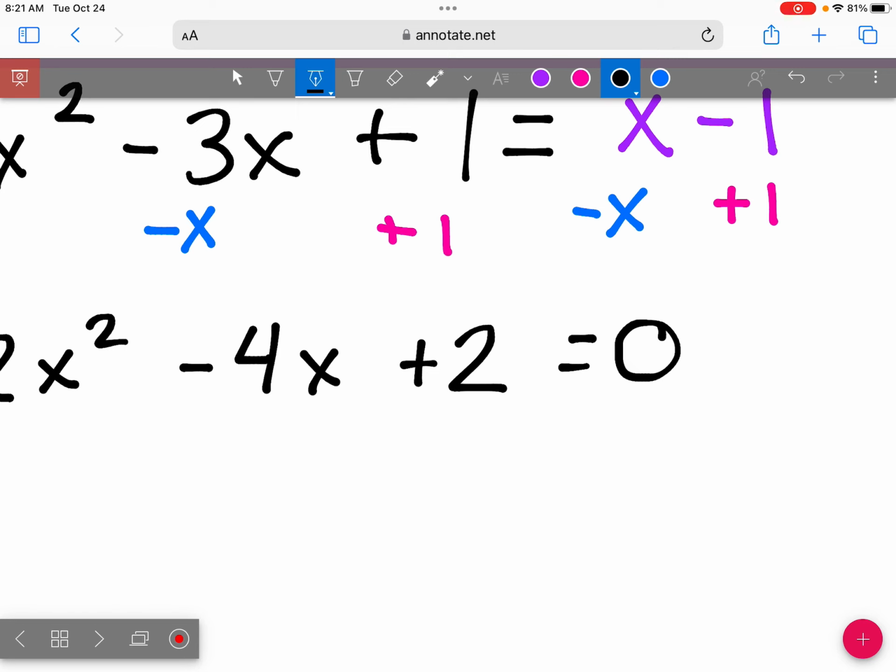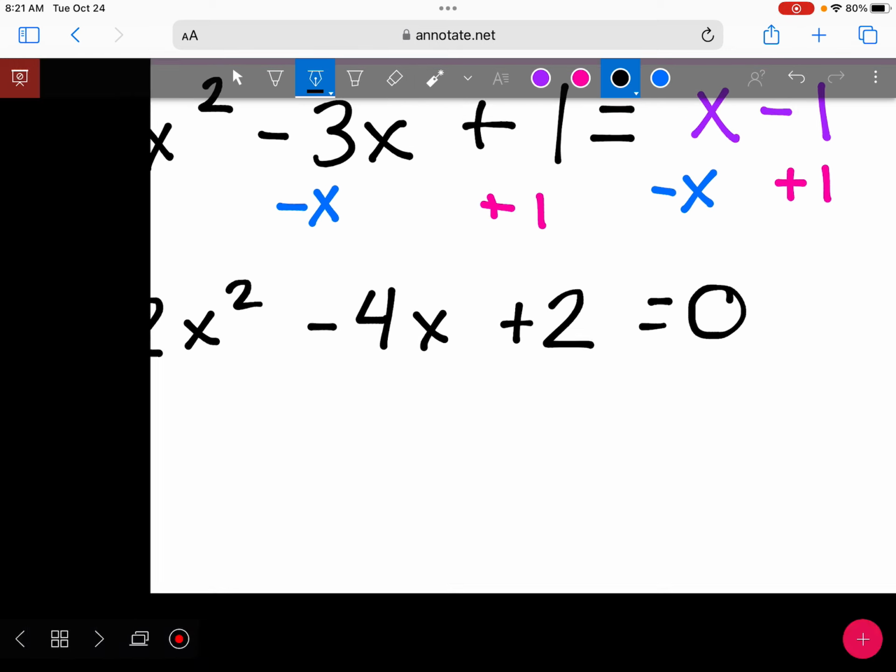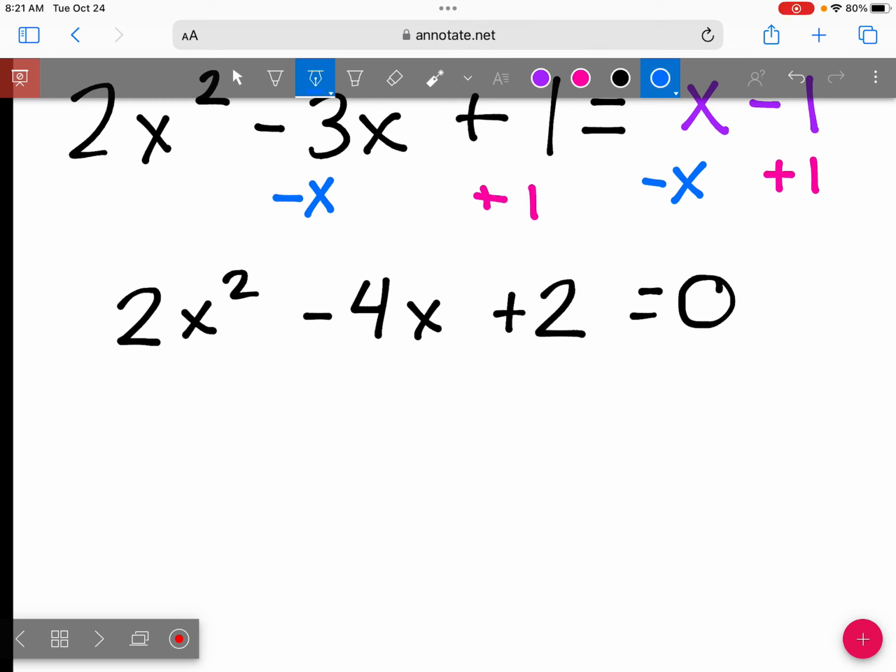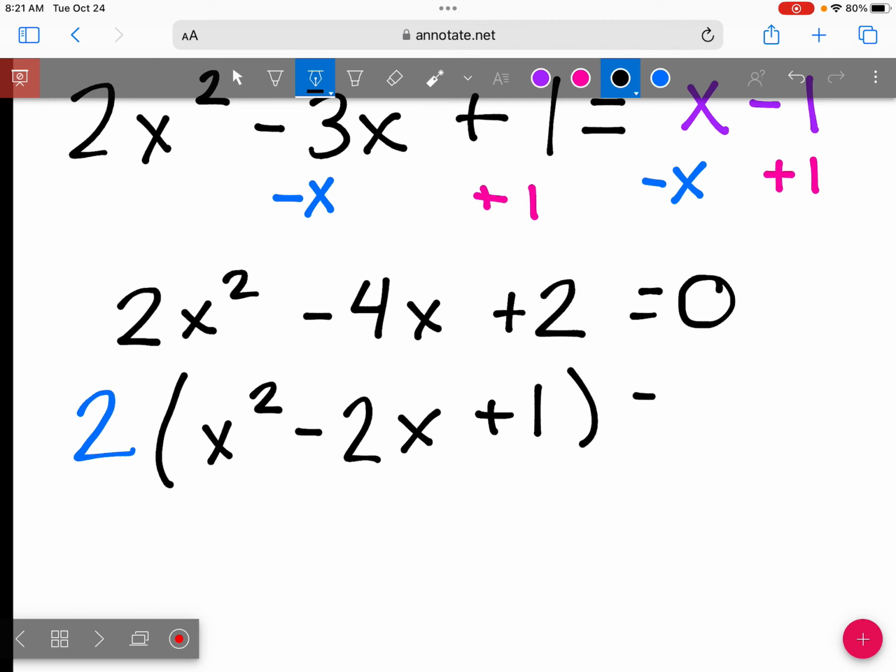You okay on that part? What can I do next? More specific. GCF. What's our GCF? 2. I just want us to be a little more specific. So we've got a GCF of 2, leaving us with x squared minus 2x plus 1 equals 0.